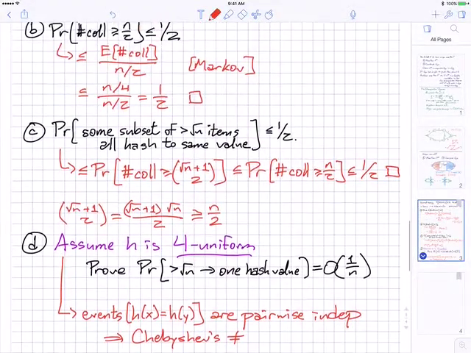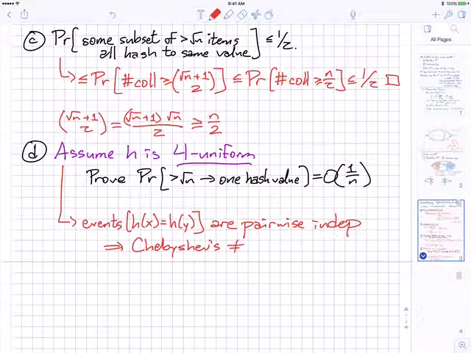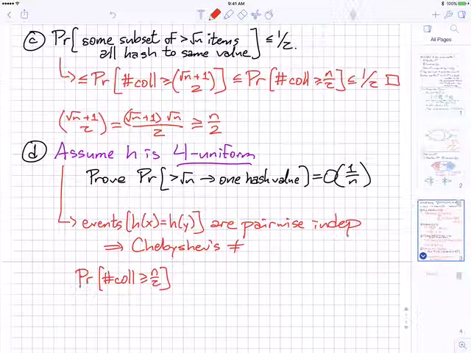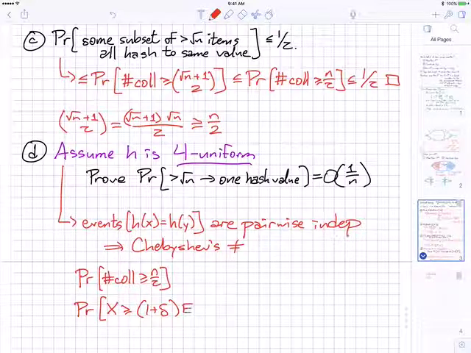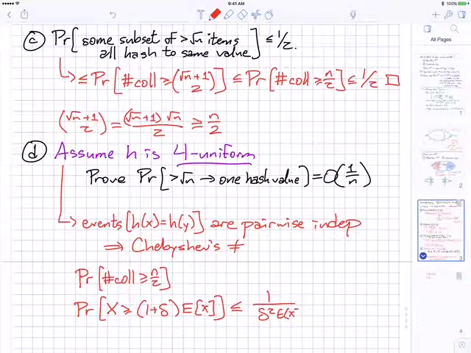And then if I do that, Chebyshev's inequality says the probability that the number of collisions is bigger than n over 2. Let's remember what Chebyshev's inequality actually says. The probability that x is at least 1 plus delta times the expected value of x is at most 1 over delta squared times the expected value of x.